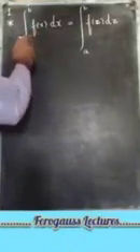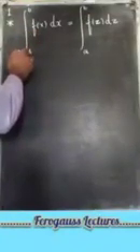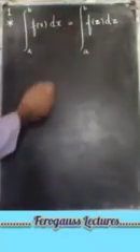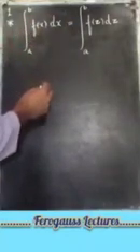Here is the first property of definite integrals, that is integral from a to b f(x) dx is equal to integral from a to b f(z) dz. Or we can say, if we replace the variable x with some other variable, say z, then the value of the definite integral remains unchanged.